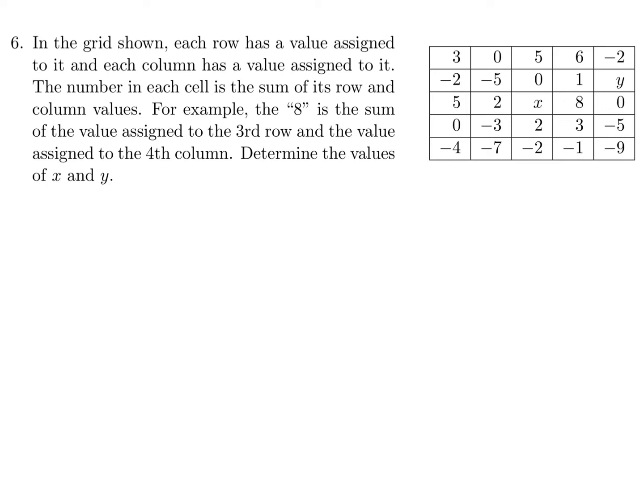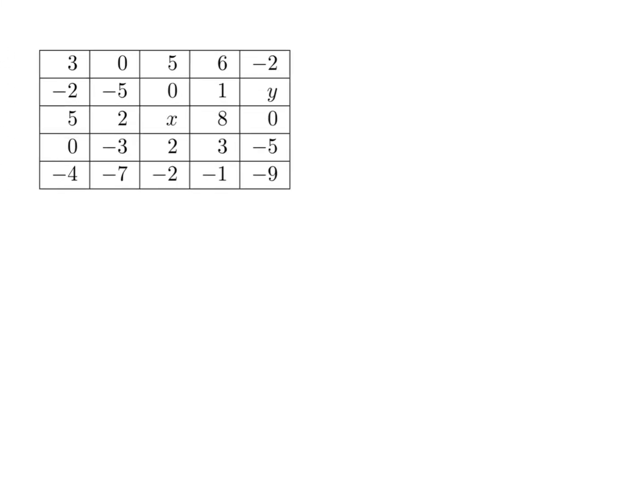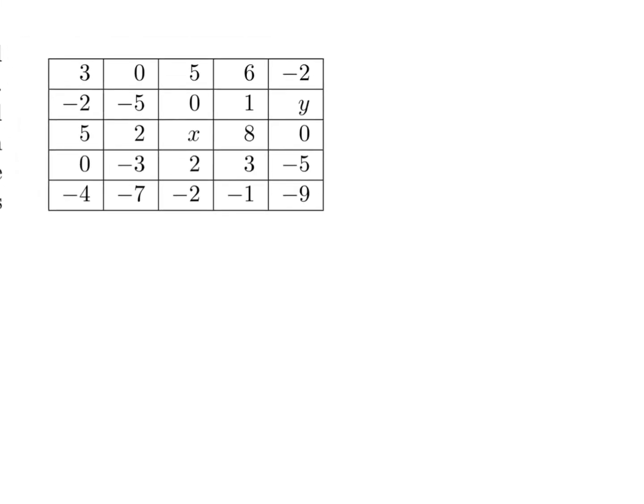In each grid shown, each row has a value assigned to it, and each column has a value assigned to it. The number in each cell is the sum of its row and column values. For example, the 8 is the sum of the value assigned to the third row and the value assigned to the fourth column. Determine the values of x and y. All right, so let's just look at this here. The key is that there are values assigned to each of these rows and columns, and those values are added up to find each specific entry.